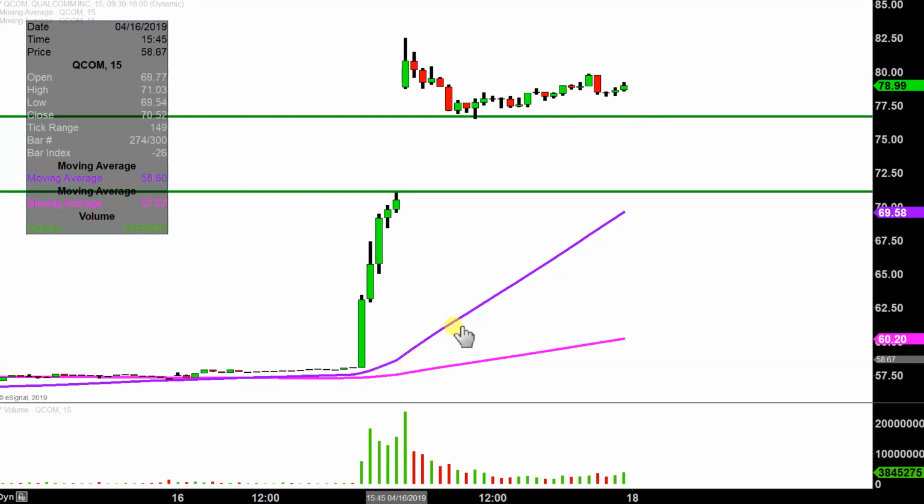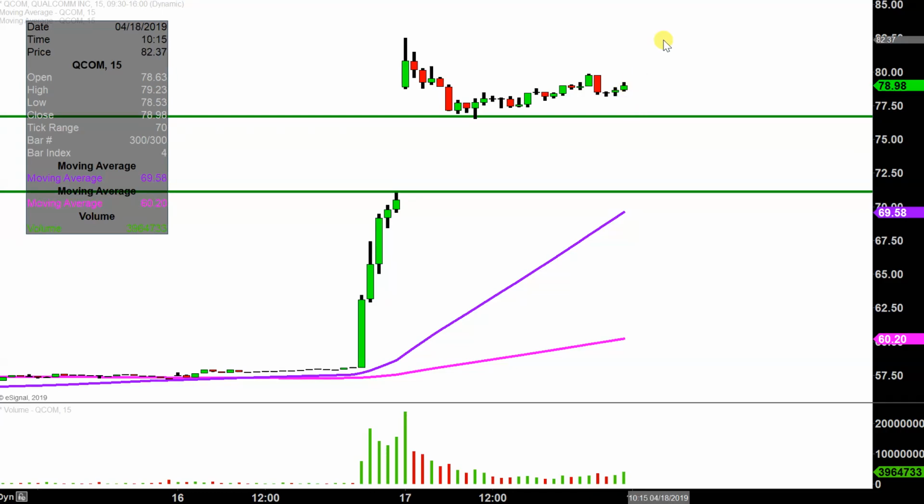Also, keep an eye on the purple line right here, the 50-period simple moving average. Right now it's valued at 69.58, but keyword being moving. So as Thursday plays out, that line is going to move itself higher and higher, and therefore that value is going to change. So you'll have to be a little bit more proactive as a trader to track the current value of that.